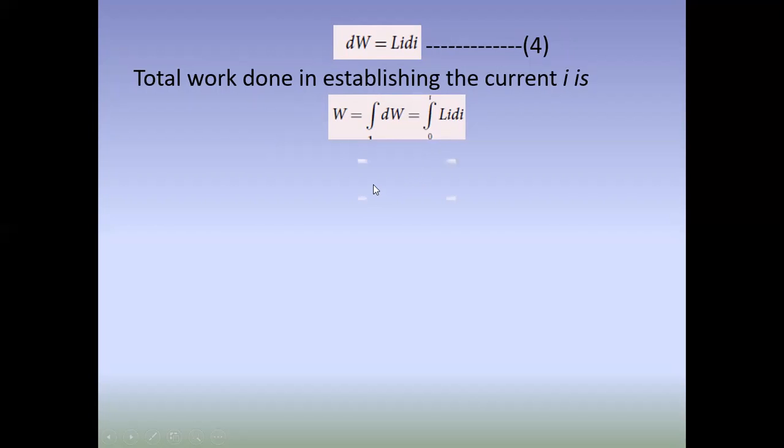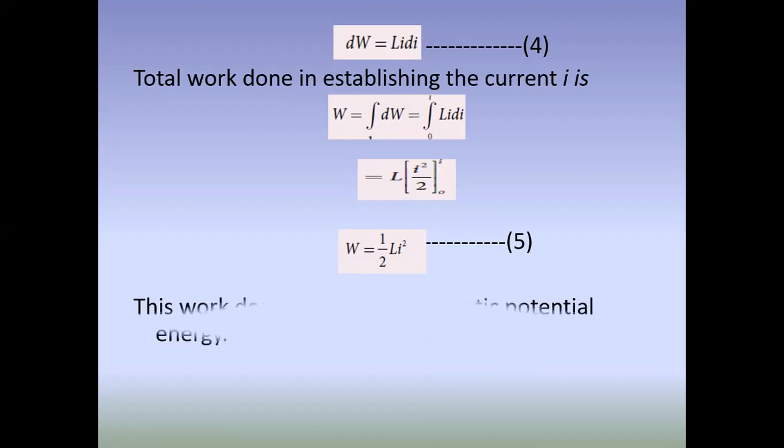Taking L outside, the integration of I di is I square by 2, with limits 0 to I. Substituting the limits, we get W is equal to half Li square. So this is the total work done in establishing the current in the circuit. This is equation number 5.